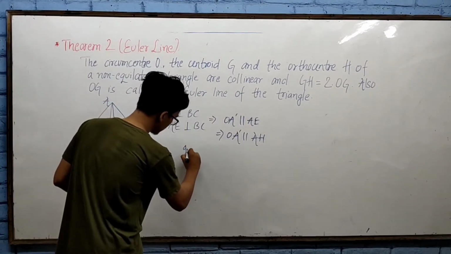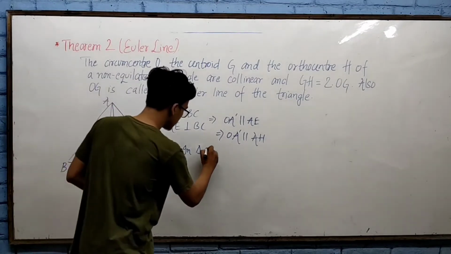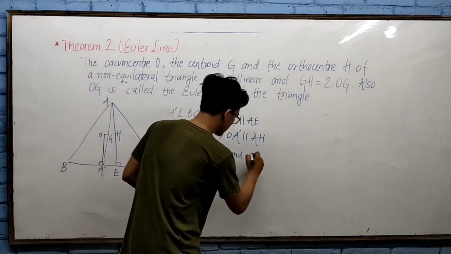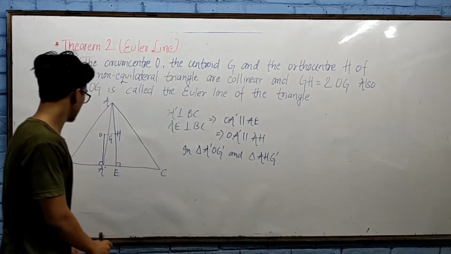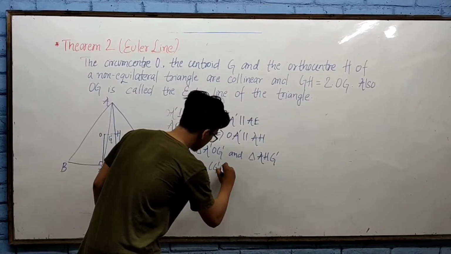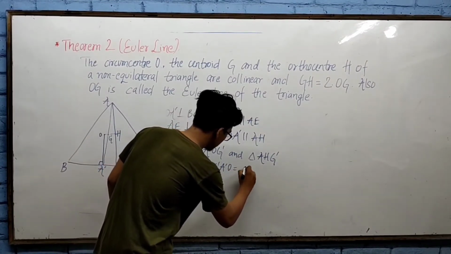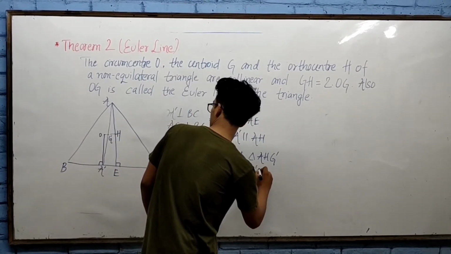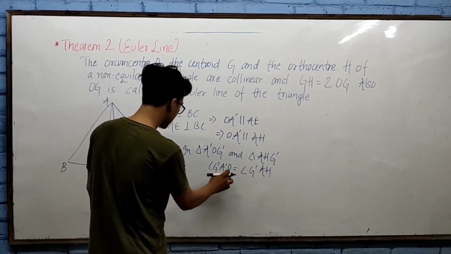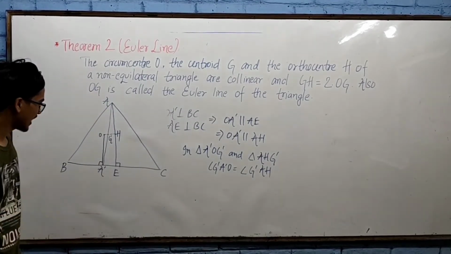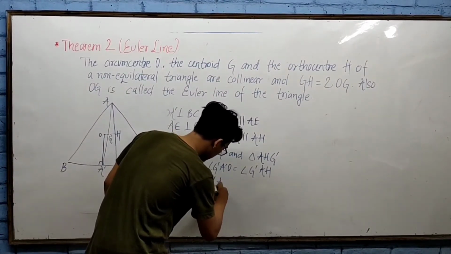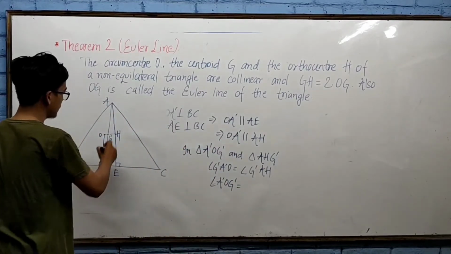So in triangle A dash OG dash and triangle AHG dash, angle G dash A dash O equals angle G dash AH by alternate interior angles, since OA dash is parallel to AH, and angle A dash OG dash equals angle AHG dash.